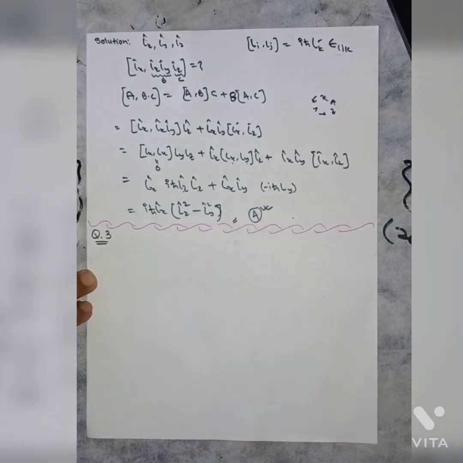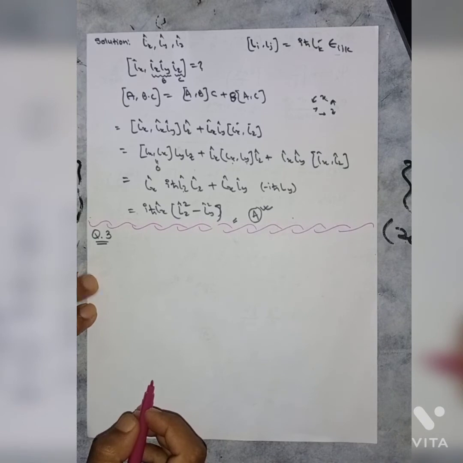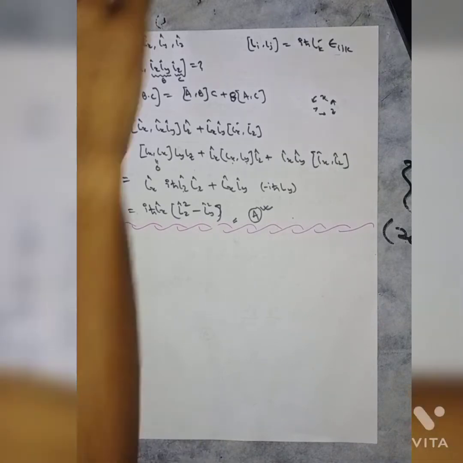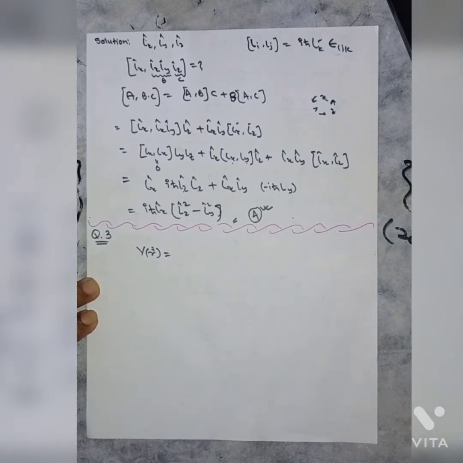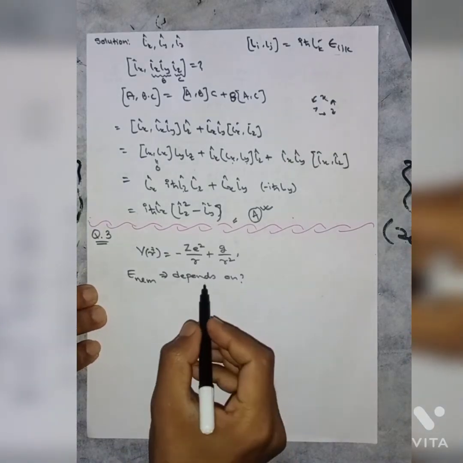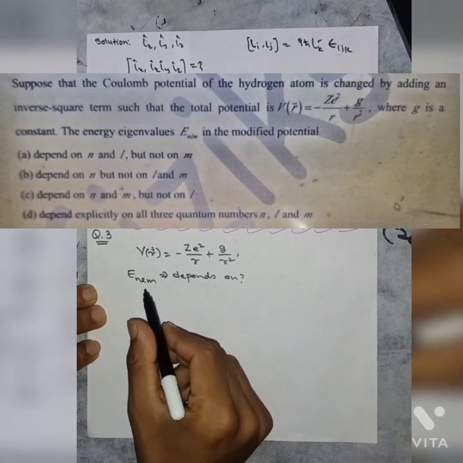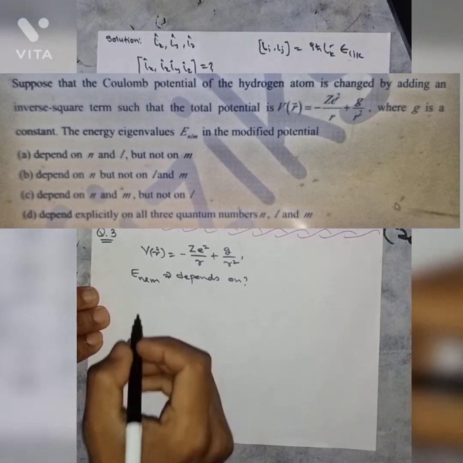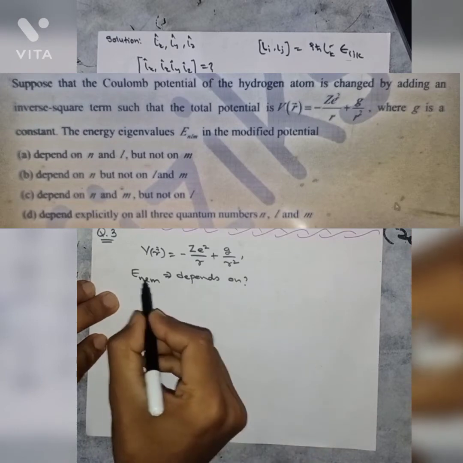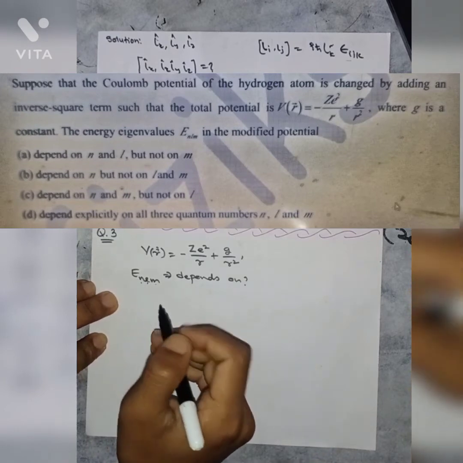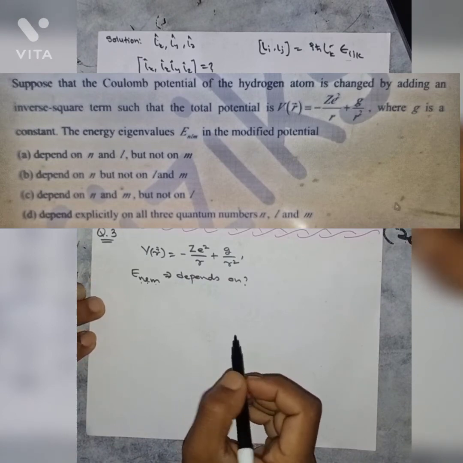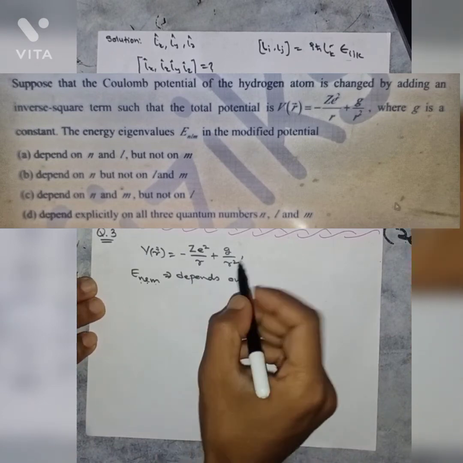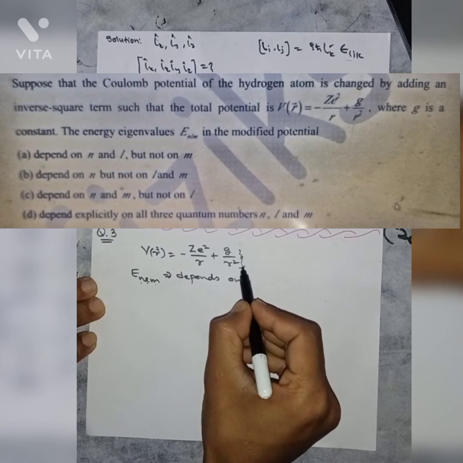Okay, this is the next question, and here it is given that Br is equal to, this is the potential, and E and Lm. This modified energy depends on N, L and M. How does it depend is what has been asked. Okay, but have you ever noticed about this second term?